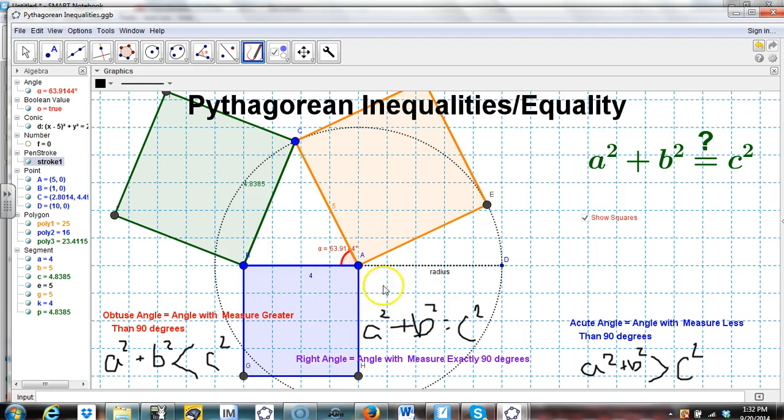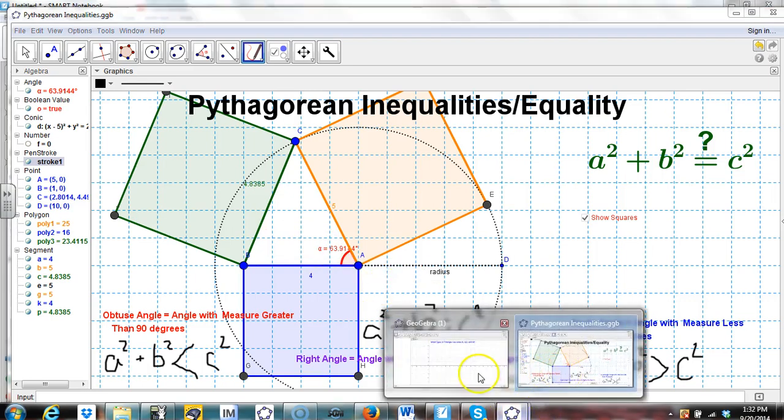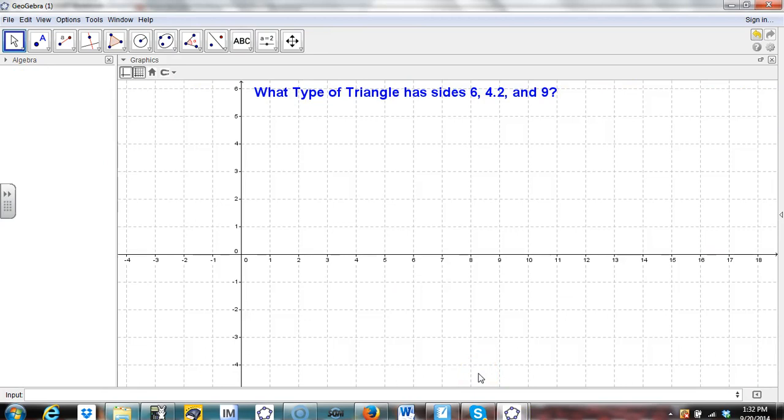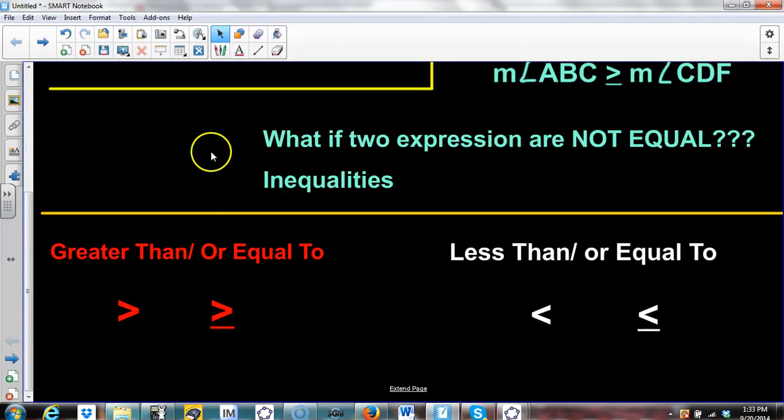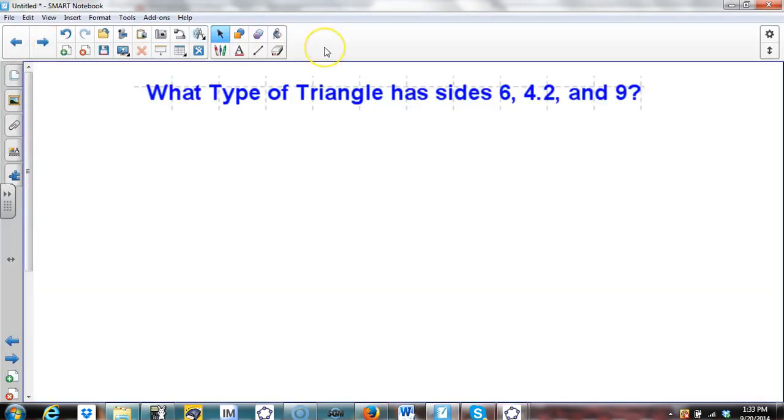Okay, so let's use that concept here, and let's answer this question. What type of triangle has sides 6, 4.2, and 9? Okay, so we're going to build this real quick. We're going to take a look at it. But before we do that, let's actually use the algebra side of it. Let's use that relationship a squared plus b squared, see how it compares to that c squared value. So I'm going to just take this problem, put it in here so I can write on it.